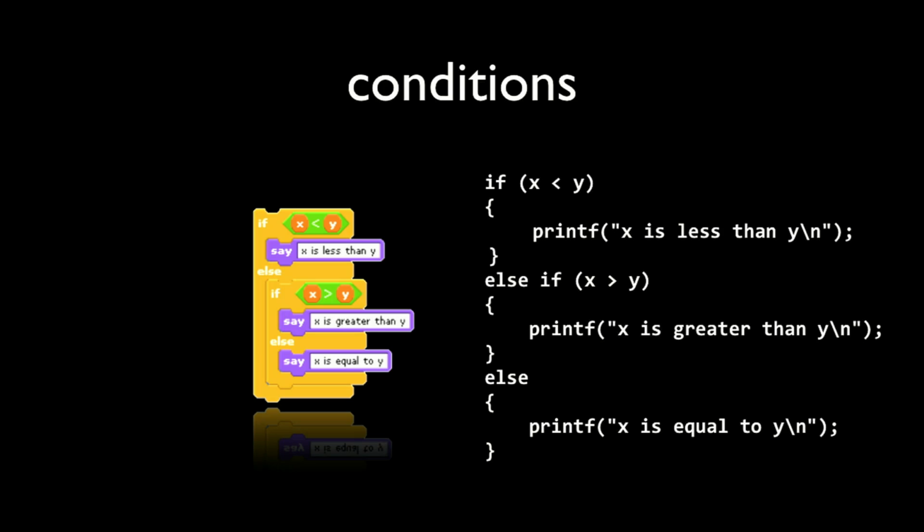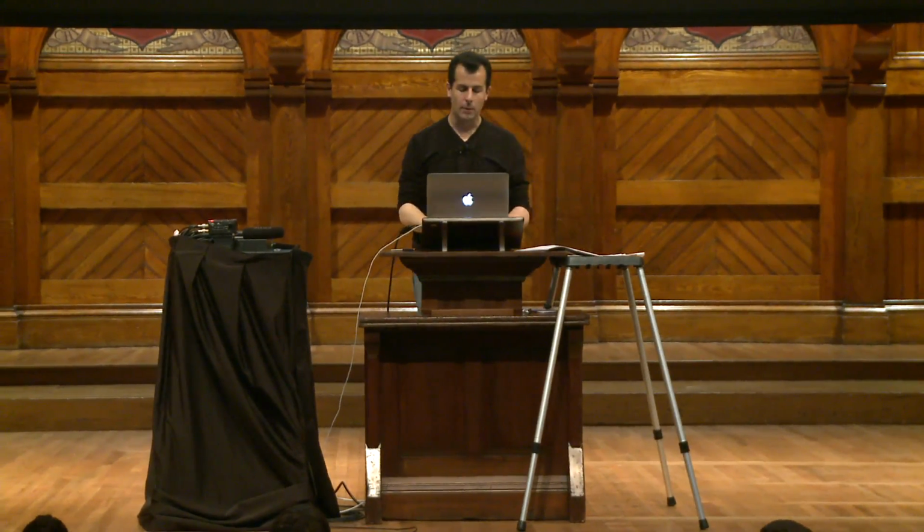And for the conditions we saw in Scratch on the left-hand side there, I can stack them similarly in C. If x is less than y, then do this. Else if x is greater than y, then do this. Else logically they must be equal. So say that they are equal. So we can now start to build these things up. So let's do an example.